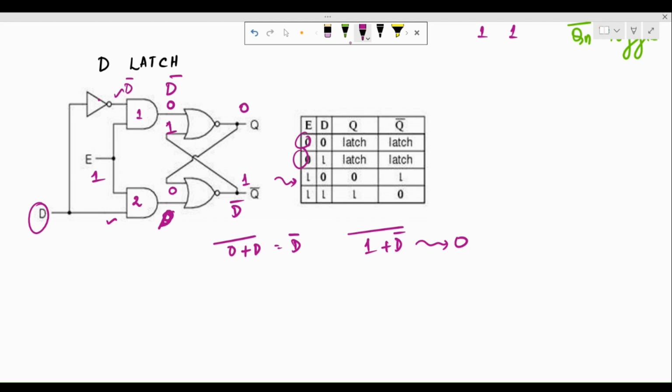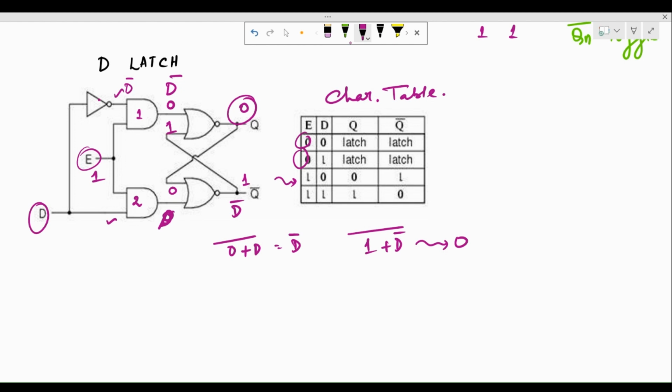So we see that when D is 0, Q is also going to become 0. Similarly, when D is 1, Q will become 1. Therefore, Q bar will be the complement of Q. So therefore, 1 and 0 respectively. So that's how this characteristic table of the D latch is formed. So this completely depends upon the enable input. If enable is 0, then the Q remains latched.